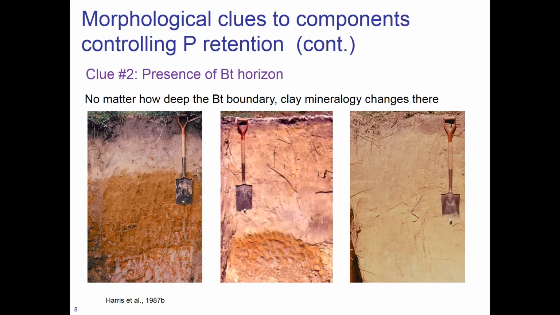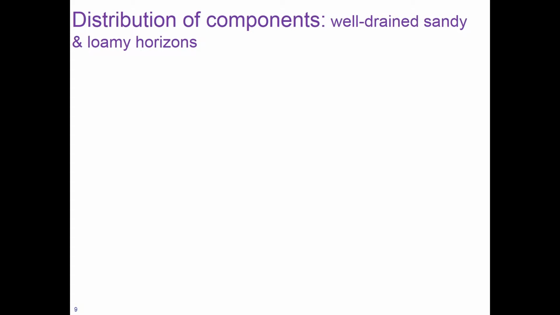Sticking with the BT horizon clue, there's something interesting about the sandy soils that occur in the coastal plain of the southeastern United States. No matter how deep the BT boundary, the clay mineralogy changes there. So how does the distribution of components vary among well-drained sandy and loamy horizons?